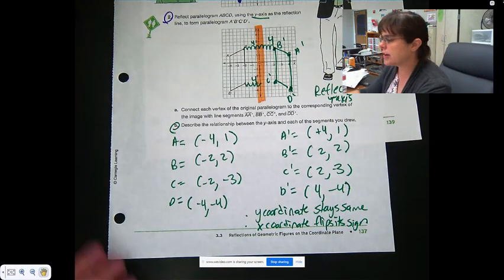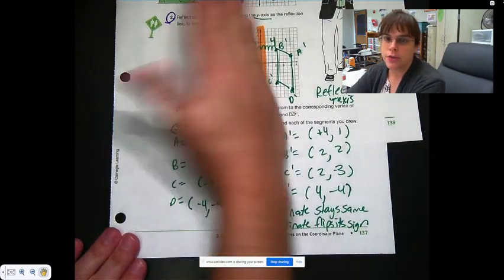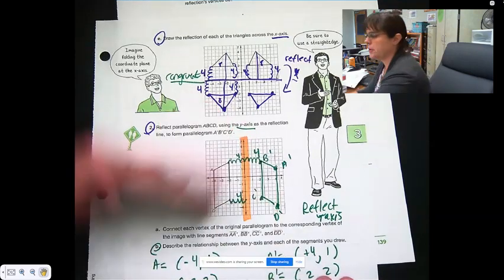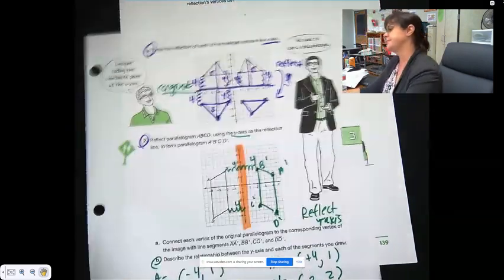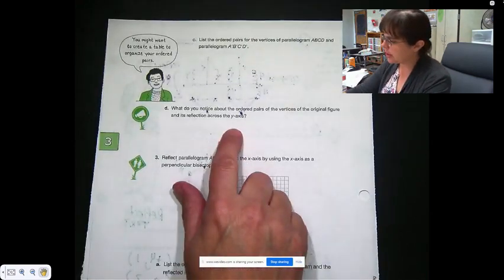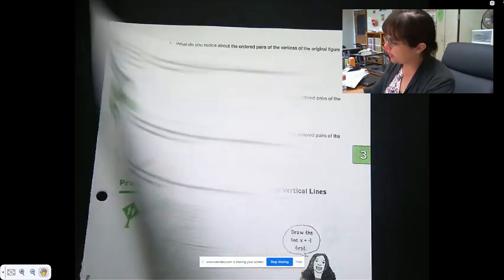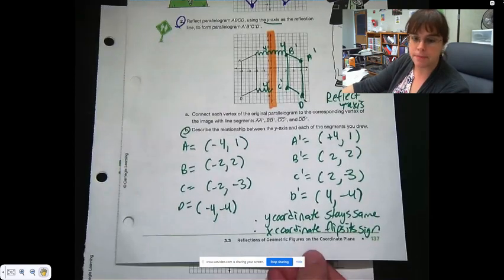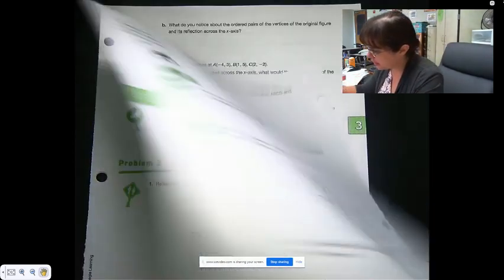Okay, so I love reflections. It's just like flipping the shape side to side for y, or flipping the shape top to bottom for x. All right, and then it said, what did you notice? We talked about that y stays the same, x coordinate flips its sign.